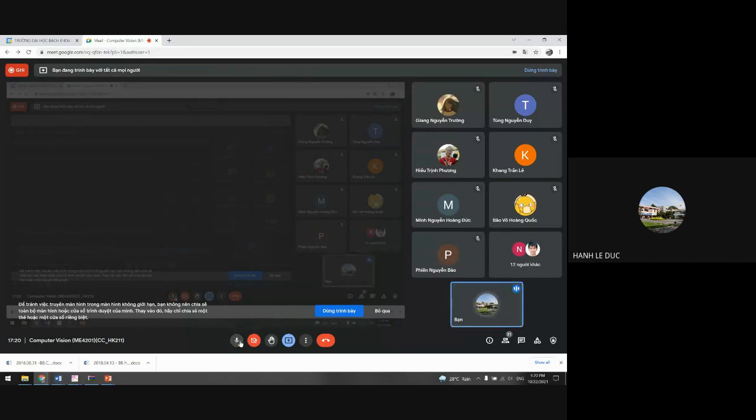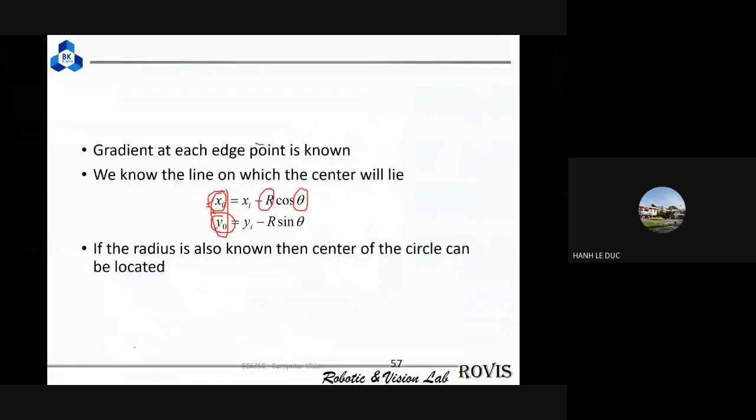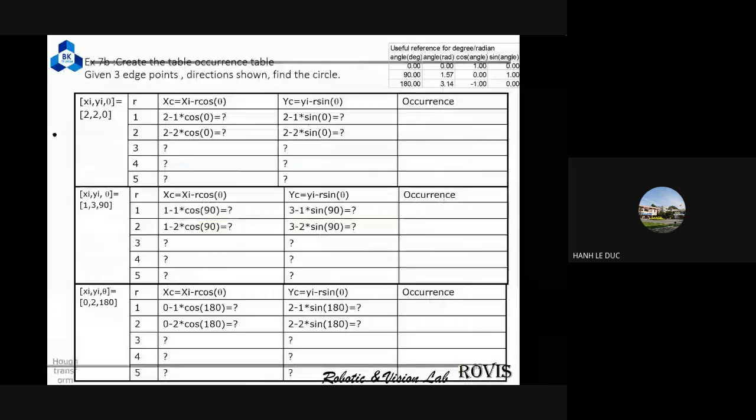Okay, we continue. Let's see the example. I give you 3 points, X, Y here: 2, 2; 1, 3; and 0, 2, right? So I will ask you, is there any circle that goes through the 3 points? Is there any? So let's do it.